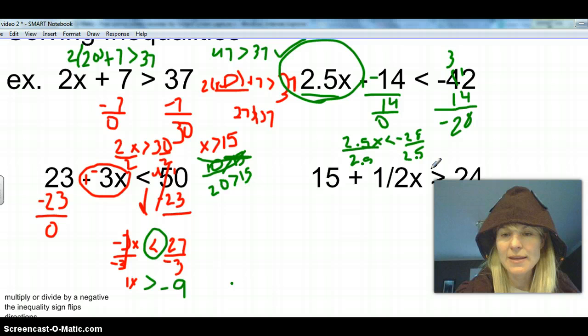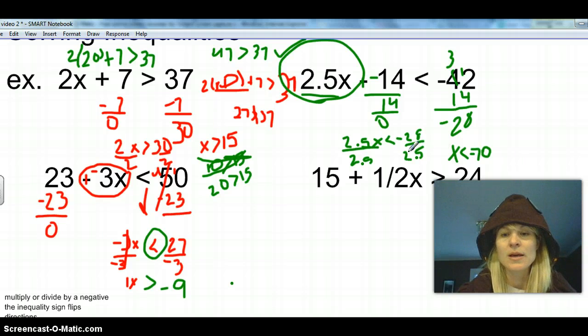Okay, so checking on the calculator, that is going to give me x is less than 70, negative 28 divided by 2.5. And again, when you have a negative and a positive, the negative carries over in multiplication and division. Now, I did not flip the sign here because we only flip the sign when you multiply or divide by a negative. This answer just happened to be negative. I was not multiplying or dividing by a negative here. So again, we get that.